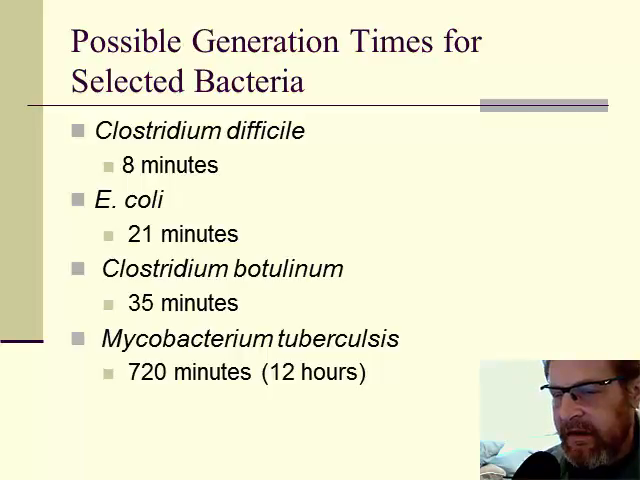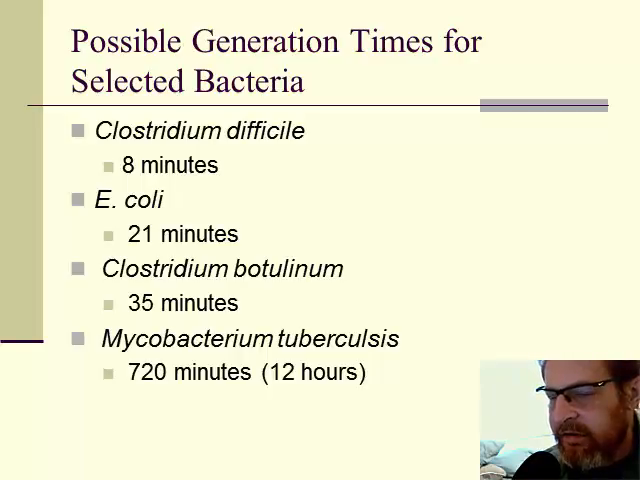Okay, a very typical bacteria is E. coli, and it is going to divide once every 21 minutes. Now, since we already had a disease state, the Clostridium botulinum, that is the causative agent of botulism, and it's going to divide once every 35 minutes, and so not quite as fast as the previous examples, but it's not all that long.